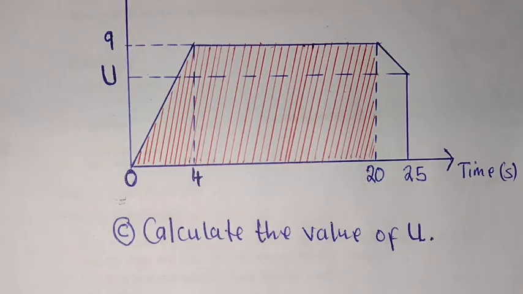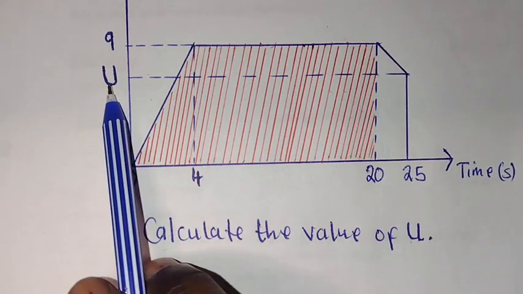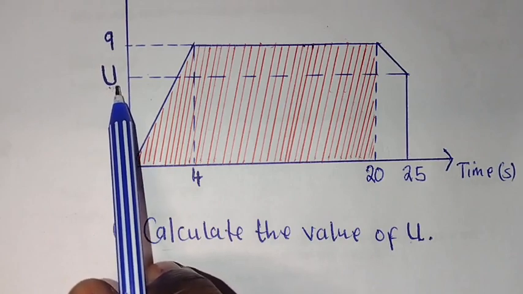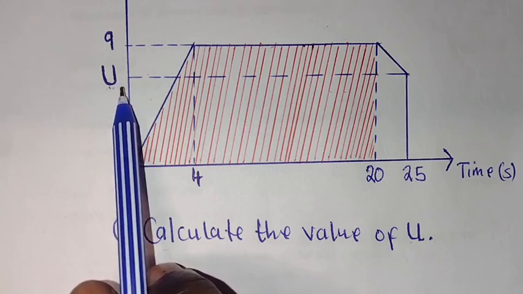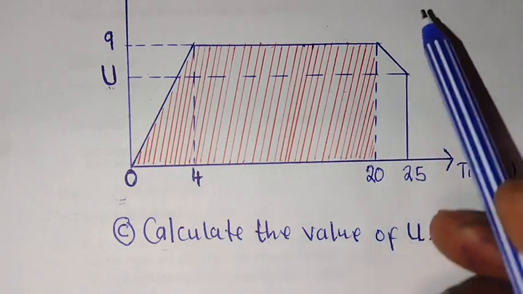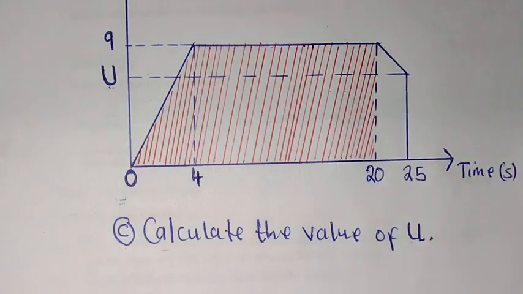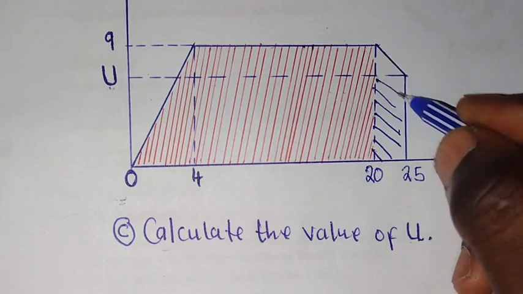So let us now answer our question C right here. The question reads, calculate the value of u. So you can see right here we have u. They want us to find the value of this u. So how can we find the value of u? To find the value of u, we are going to consider this shape, this shape right here.